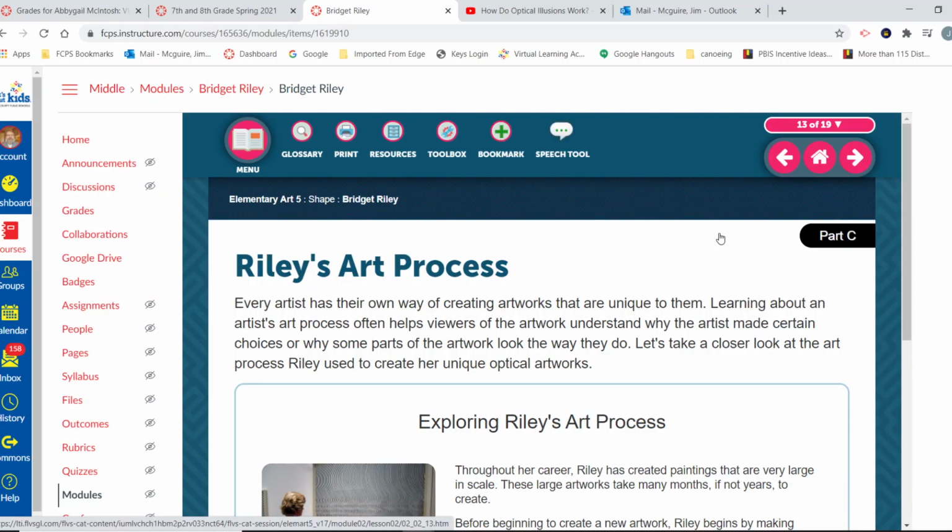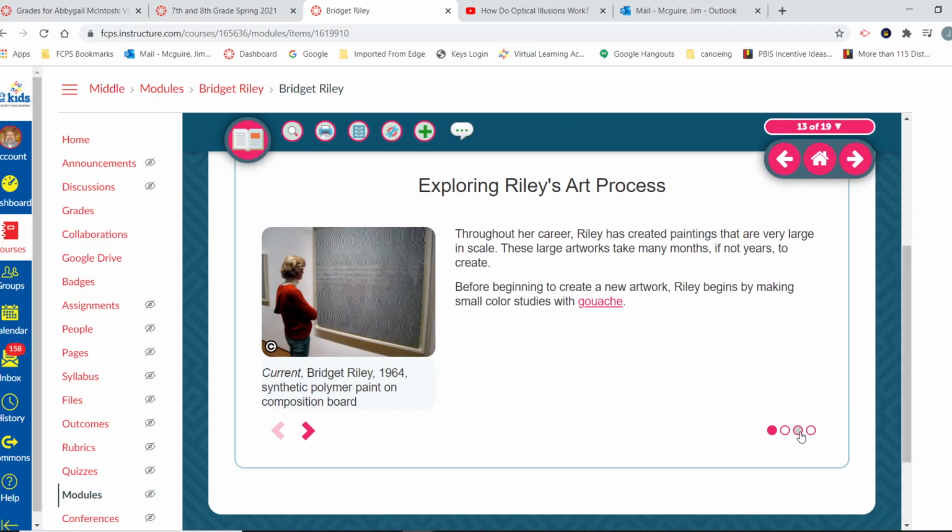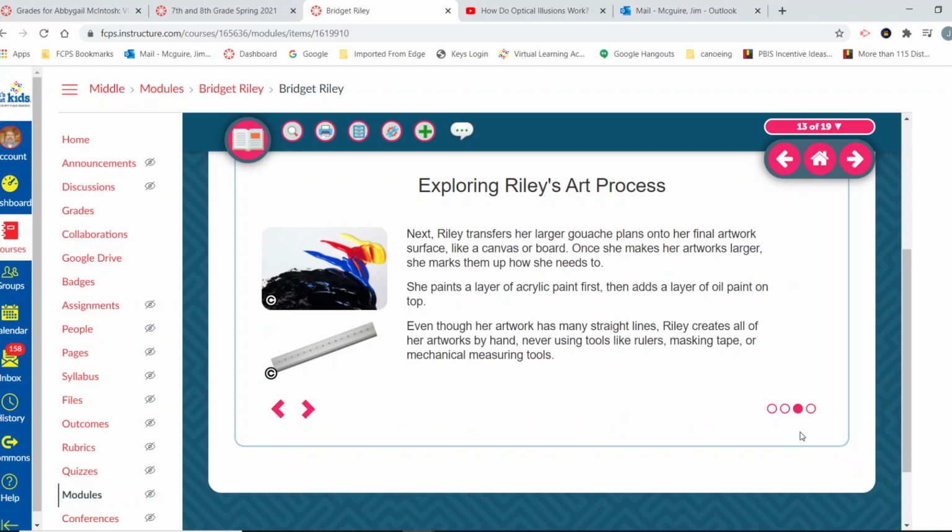The gouache, again, like watercolor, is water soluble. You can add water to it and bring it back. The acrylic that she lays over it, however, is not water soluble. It's permanent. And so no matter what you lay over it, it doesn't go away.